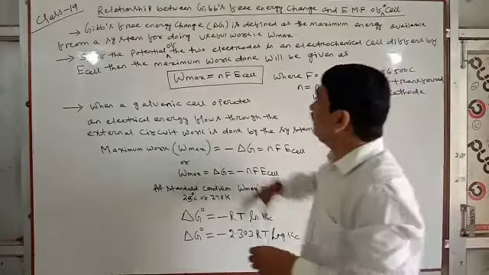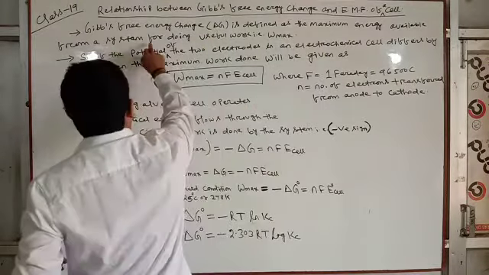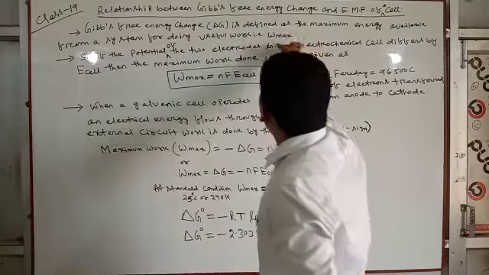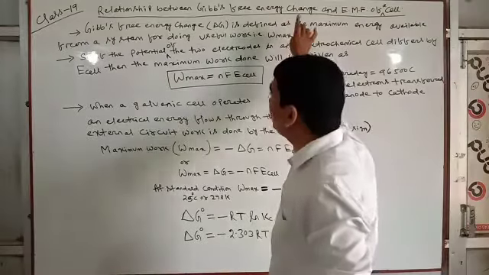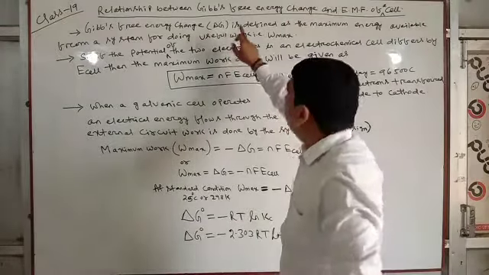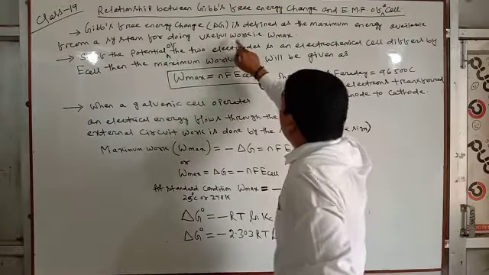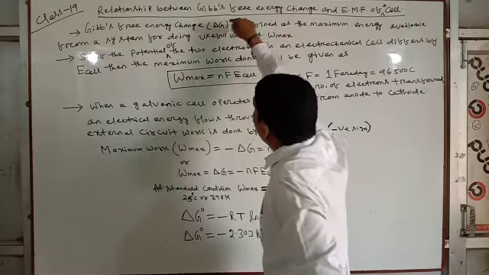So this free energy change is defined as the maximum energy available from a system for doing any useful work, and that is what we denote as W max. So this free energy change is defined as the maximum energy available from a system for doing useful work. That is free energy. And what is free energy change?